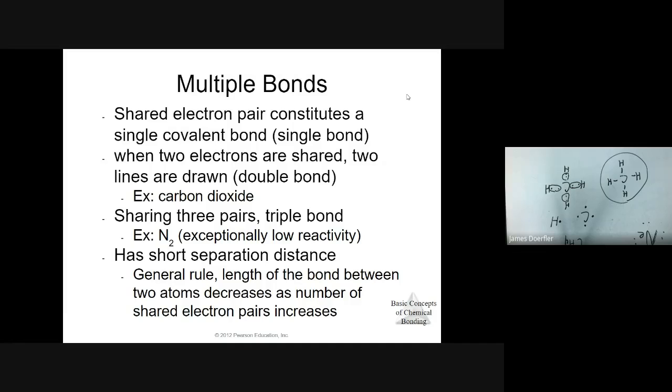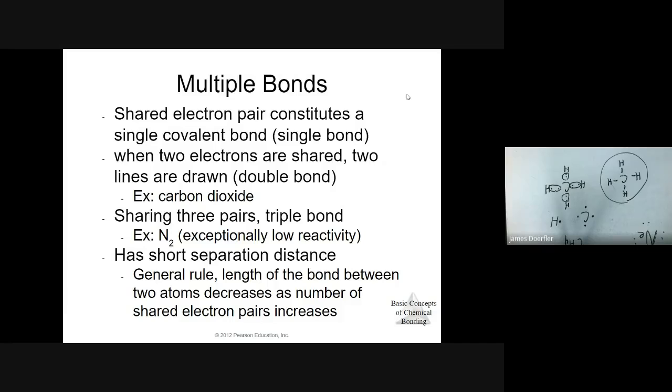Shared electron pairs constitute a single bond, which is a single line. However, when we have 2 pairs of electrons that are shared between 2 individual atoms, then we're going to have a double bond. We can even have a triple bond. Again, we'll get into these types of bonds at a later date. But one thing you want to remember is this last main statement.